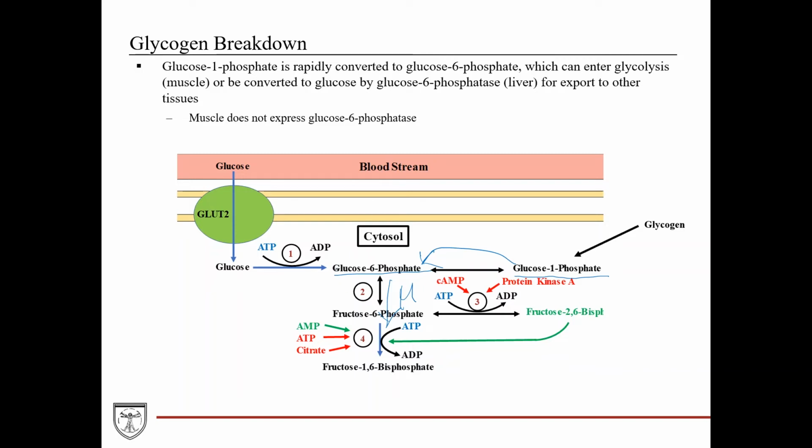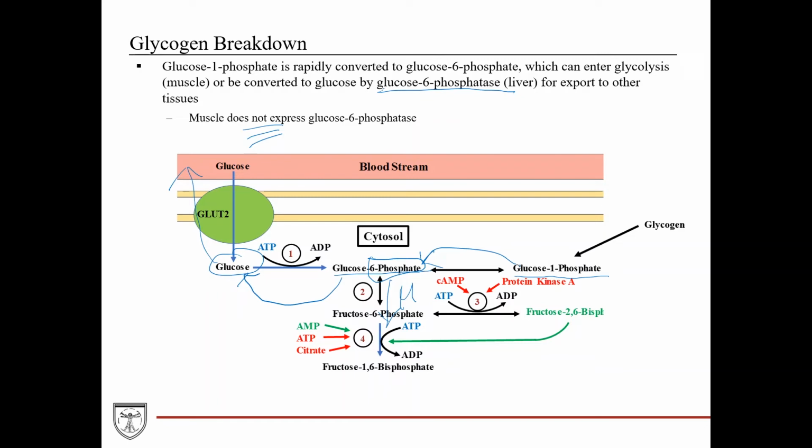Versus if you're in the liver, there's an enzyme called glucose 6-phosphatase, which essentially cleaves off this phosphate group at the 6th position to give you free glucose. And then this free glucose can exit the cell and enter into the bloodstream to be used by other tissues. Now, it's important to note that the muscle does not express glucose 6-phosphatase. A couple of reasons for that.